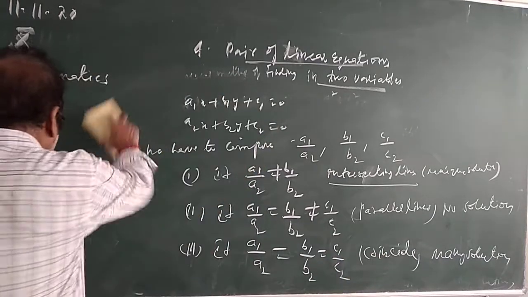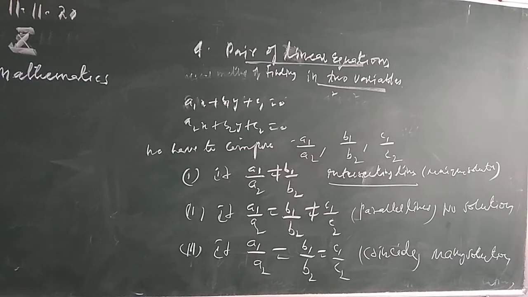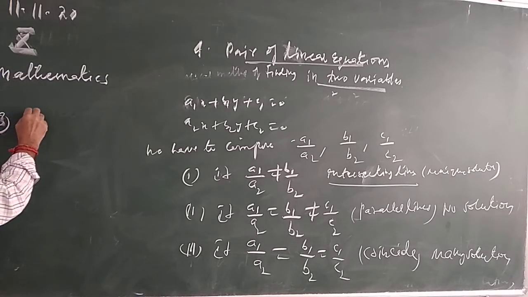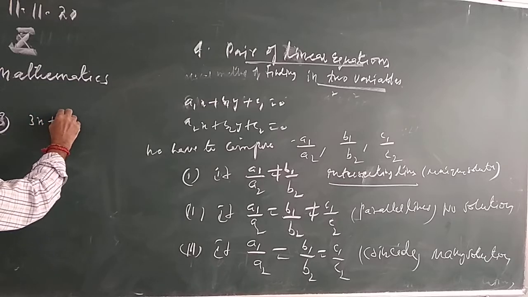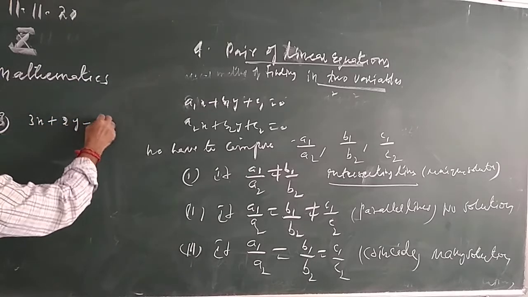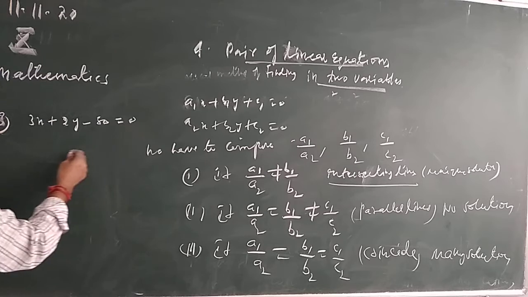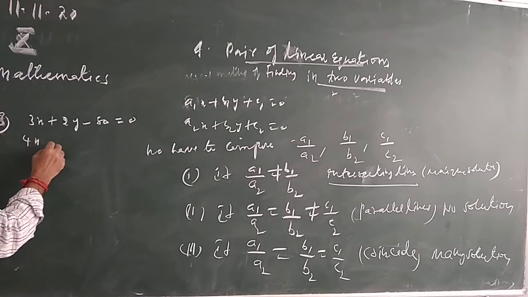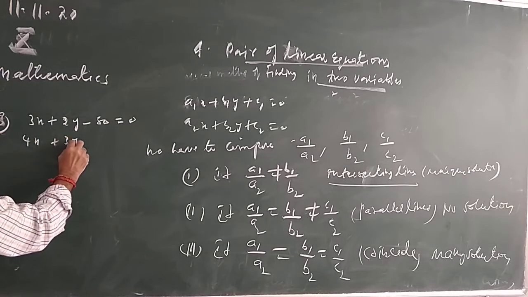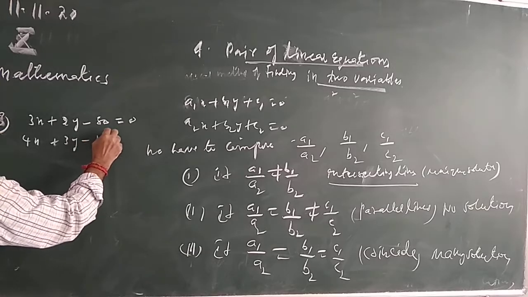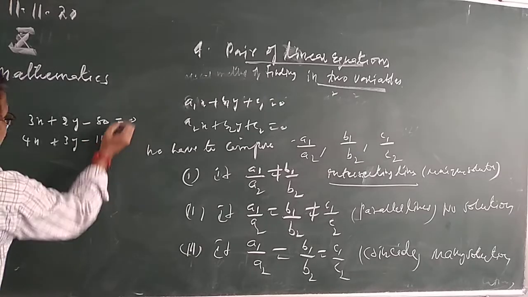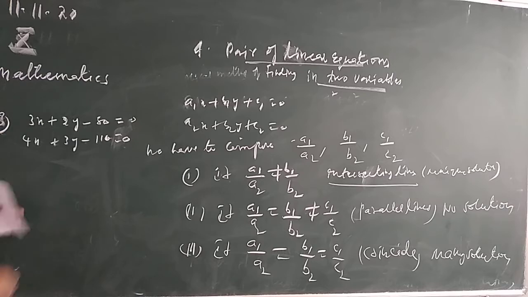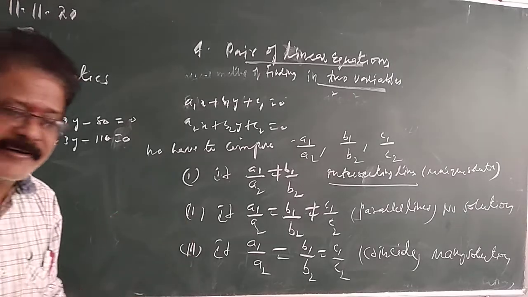So let us observe one example problem. Say whether the following have solutions or not. 3x plus 2y minus 80 equal 0. 4x plus 3y minus 110 is equal to 0. How can you say these pair of linear equations are parallel, intersecting, or coincide?